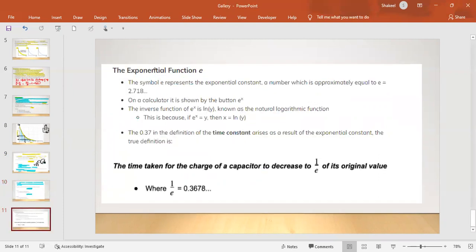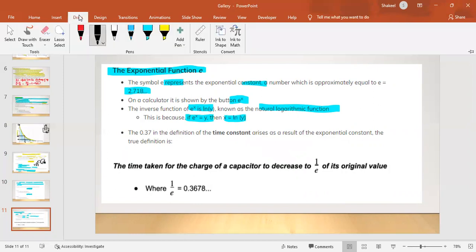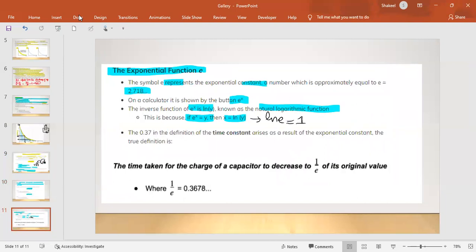Then what's the exponential function e? The symbol e represents the exponential constant, a number that is close to 2.718, and on a calculator it is shown by e to the x, and the inverse function of e to the x is natural log of y, known as the natural logarithm function. We have used that in X-ray and in ultrasound when finding intensities as well. So if e to the x equals y, you take natural log on both sides. So it will be x equals natural log y, because natural log e is equal to 1.